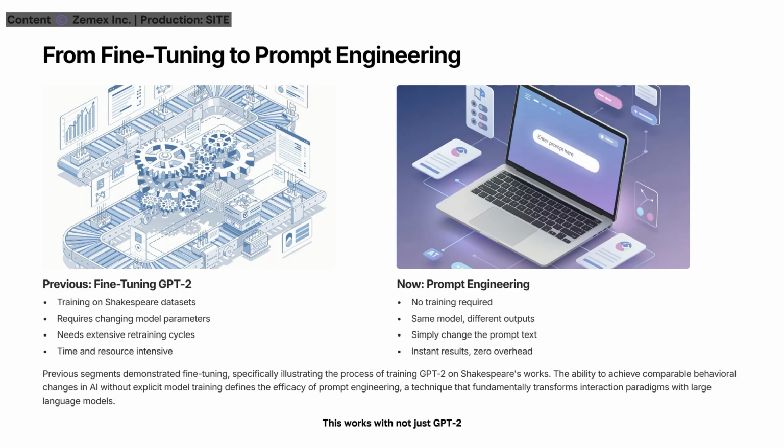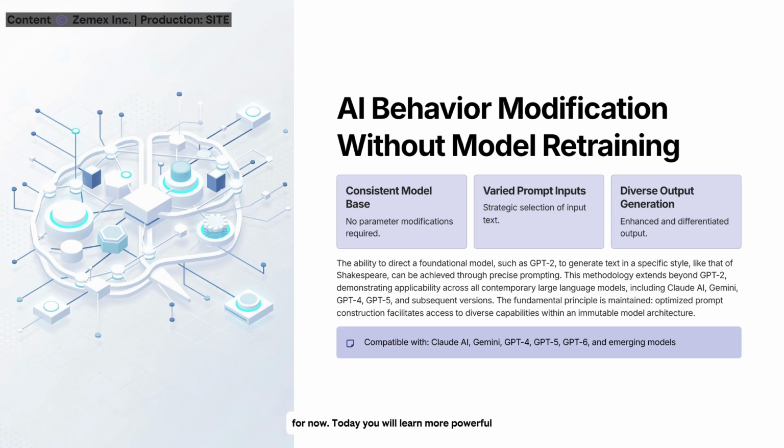This works with not just GPT-2, but the later models. GPT-5 and other future models may be different, but currently Claude AI or Gemini, GPT-4 and 5, they all would work with this format for now. Today, you will learn 4 powerful techniques that work with any large language model without changing a single parameter, just by crafting your prompts differently. You can dramatically improve the outcome of the AI performance.